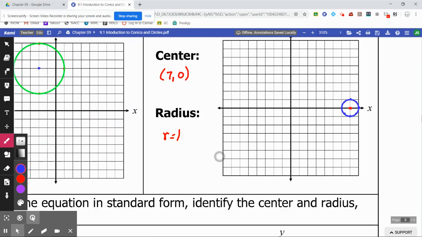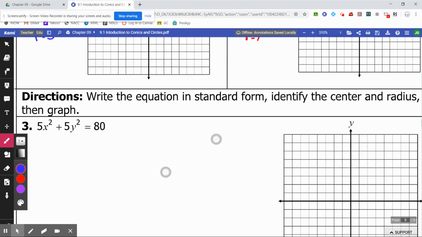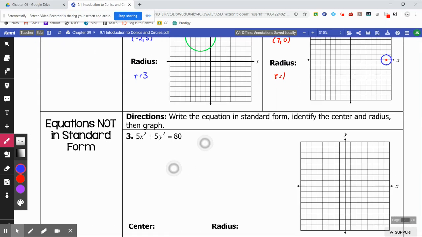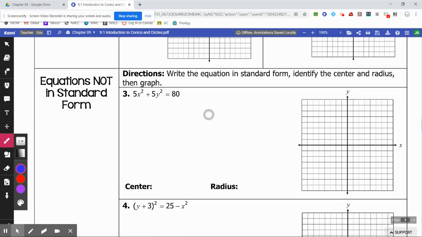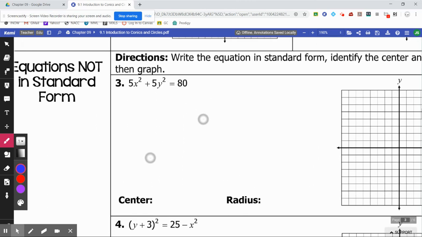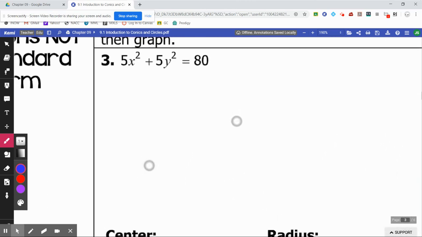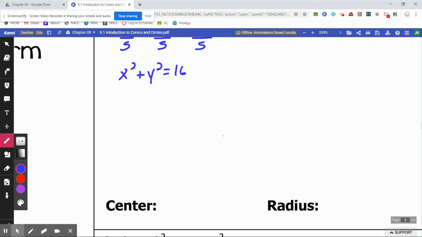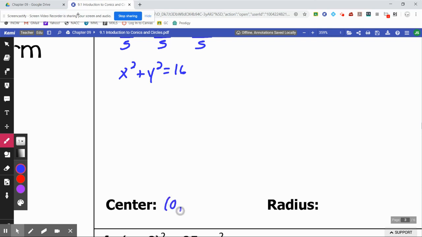Okay, the next problem. Number 3 says these equations are not in standard form. So we've got to somehow get them in standard form first and then identify the center and radius. Now the first one's going to be pretty easy. All 3 of these terms are divisible by 5. So when we divide by 5, that gives me x² + y² = 16. The center of that has not been shifted, so (0, 0) would still be the center. The radius would be 4.